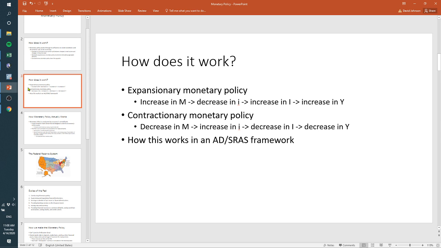So this is how expansionary and contractionary monetary policy works. Expansionary monetary policy is going to increase the money supply. By doing that, you end up decreasing the interest rate.